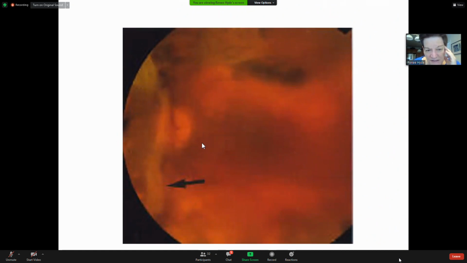Here you can see this is a detached retina, and you can see the fluid behind it. And this patient basically had a very sudden detachment and saw flashes of light prior to having loss of vision, and then afterwards as well.